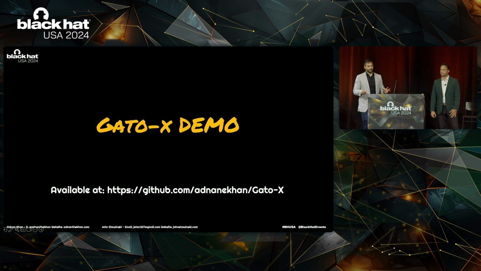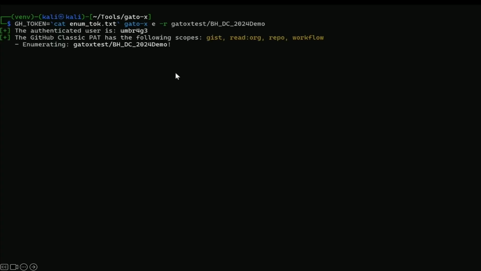All right, now we're going to take a quick step back here and quickly demo Gato-x, a tool that automates the entire self-hosted runner takeover process, provided you can just fix a typo. So let's show a quick video of it. It's also available on GitHub right now.